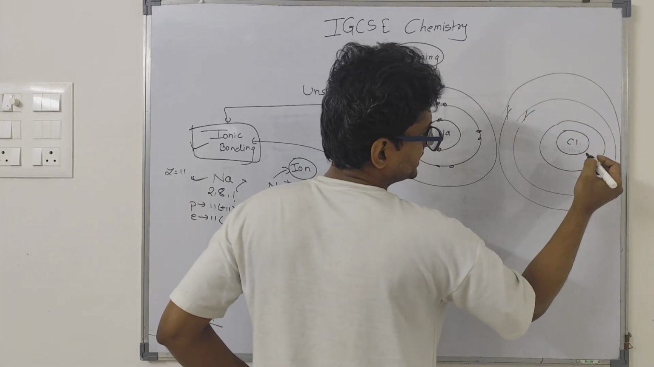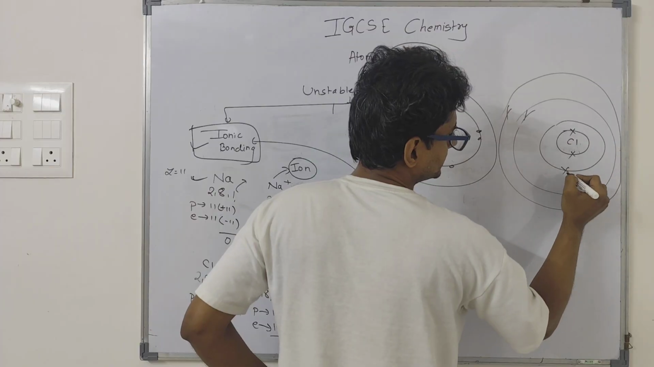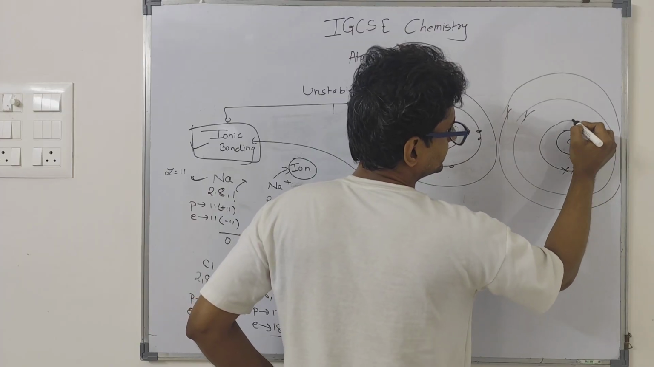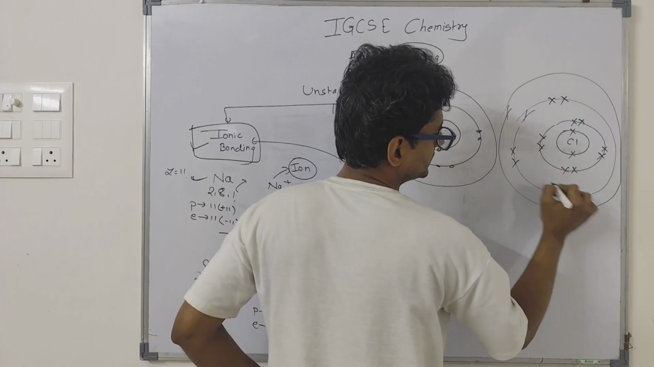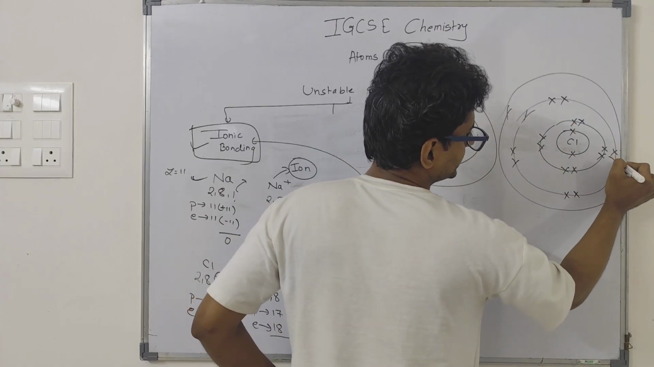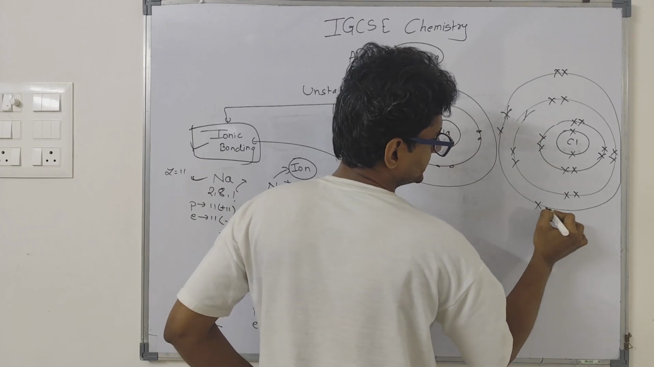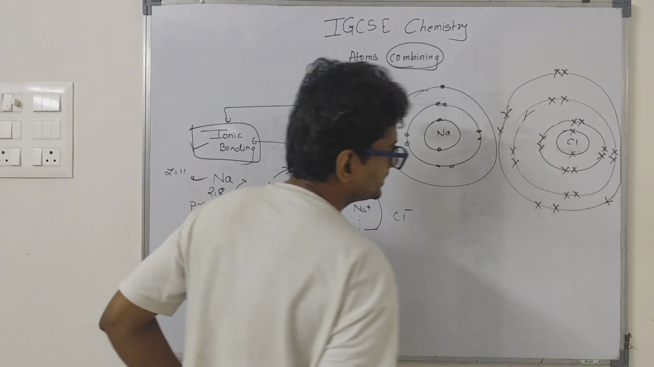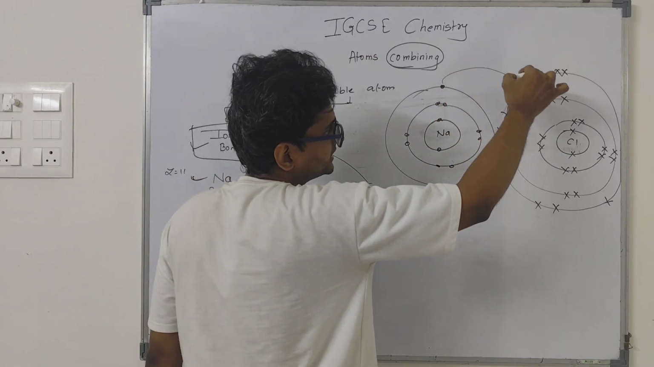Now let's complete the electrons. We'll be using crosses here. 1, 2, 3, 4, 2, 3, 4, 5, 6, 7, 8, 1, 2, 3, 4, 5, 6, 7, 8, and 7 in the last shell. 2, 3, 4, 5, 6, 7, right? Now what will happen? This one electron from sodium will be given to chlorine.